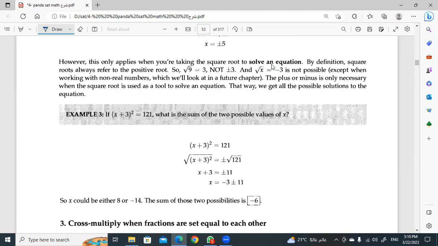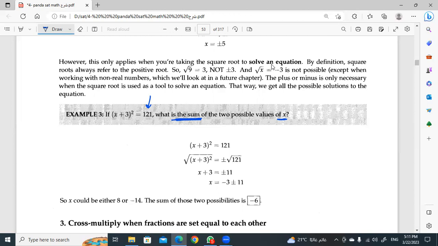Here it is asking me, if x plus 3 all squared equals 121. And by the way, 121 is a special number. It's a perfect square. Perfect square of what? Do you know? 11. Perfect. Okay. What is the sum? And take care of the two possible values of x. He's not asking me for the value of x. He's asking me for the sum of the two values of x that I will get from this.